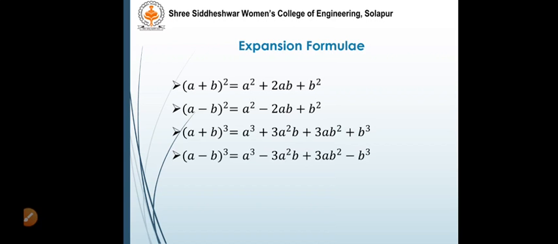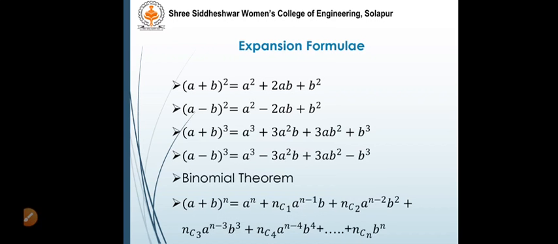All these results are the particular results of one of the most important theorems used in mathematics, which is called the binomial theorem. The statement of the binomial theorem is (a plus b) raised to n equals a raised to n plus nC1 a raised to n minus 1 b plus nC2 a raised to n minus 2 b square plus nC3 a raised to n minus 3 b cube, and so on up to the last term nCn b raised to n.